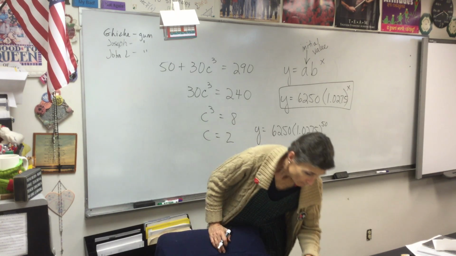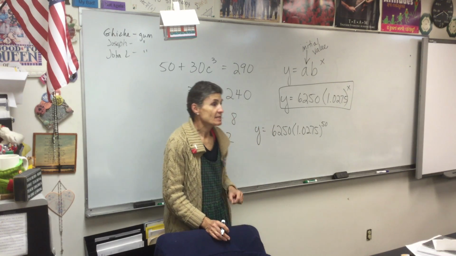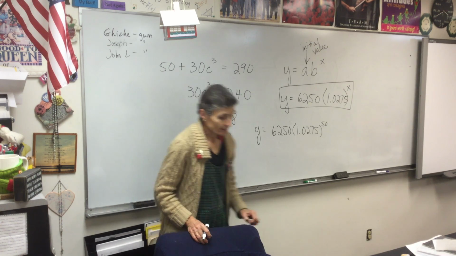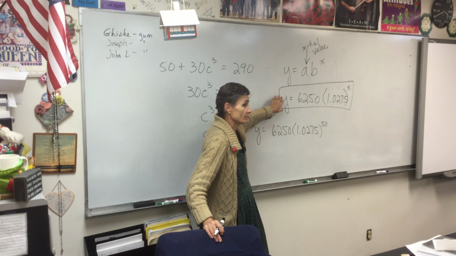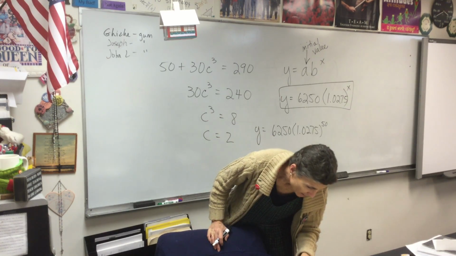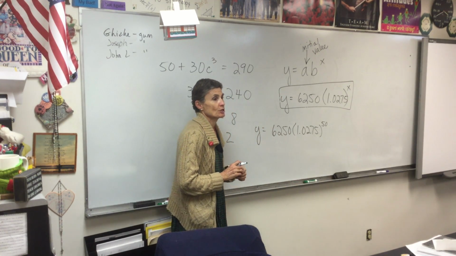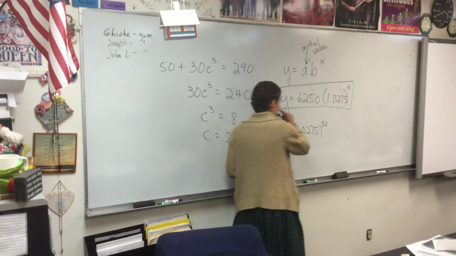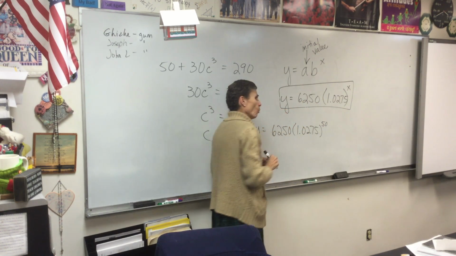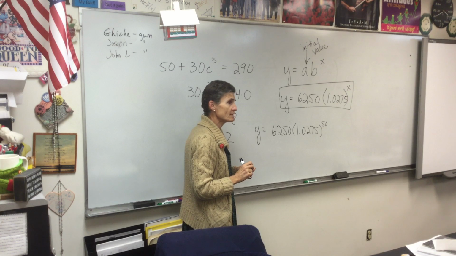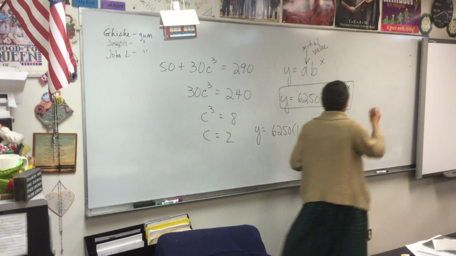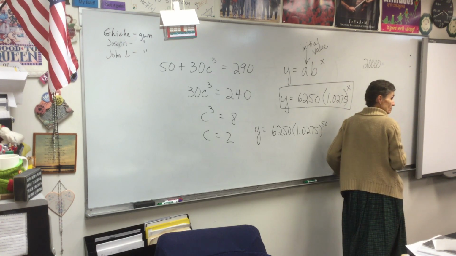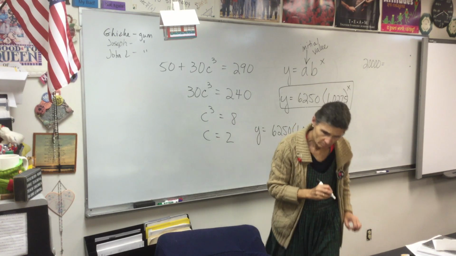Now, letter B. This is where things get interesting. Letter B says, predict. Now, we're still using this equation right here. This is our equation. Predict when the population reached 20,000. Now, this is your equation that you're using. What are you going to do with the 20,000? Where does it go? It goes in for Y. So we have 20,000. Oh, is it 50,000? No, it's 20,000.